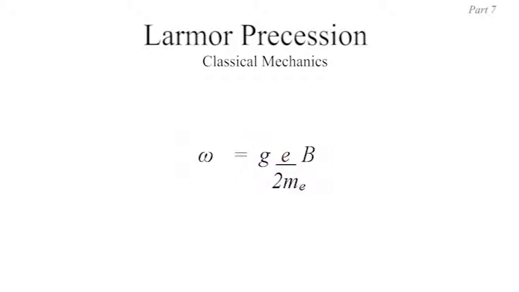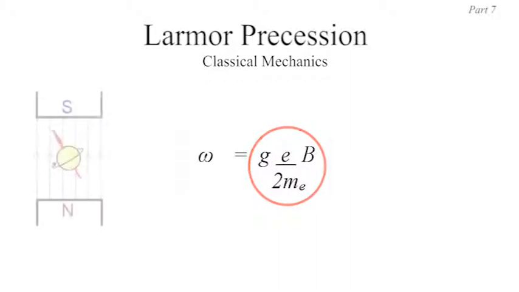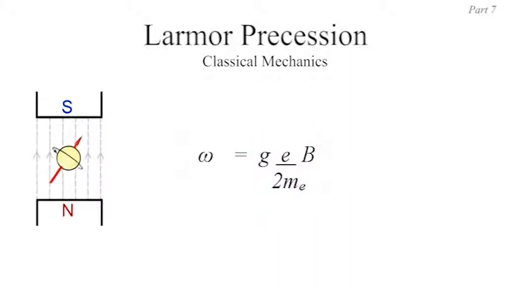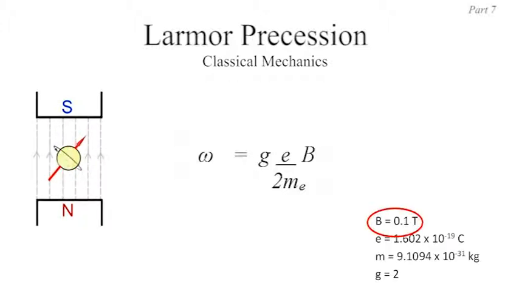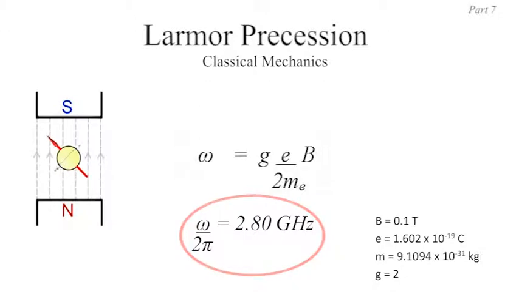If you remember, this omega is the angular frequency of the precession of an electron of charge e and mass me when placed in a magnetic field B, with its spin at some angle to that field. Note that the angle is not contained in the formula. The frequency of precession is the same for any angle to the field. We calculated that for a magnetic field of 0.1 Tesla, the frequency of precession, omega over 2 pi, is about 3 gigahertz. It is precessing roughly 3 billion times per second.